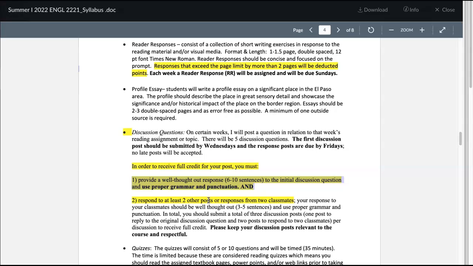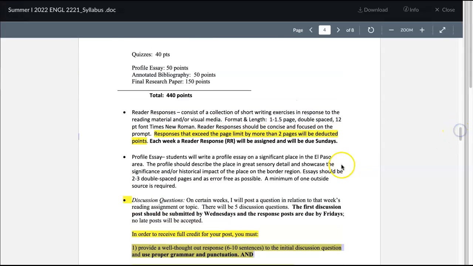Because it's in a live forum, even if you have an emergency or anything like that, the discussions cannot be made up because they require class interaction. And they close on Fridays, so you want to make sure you have your submissions posted by Fridays.